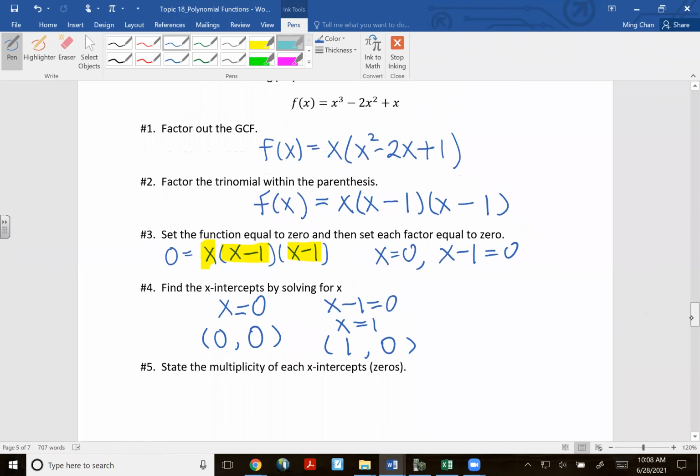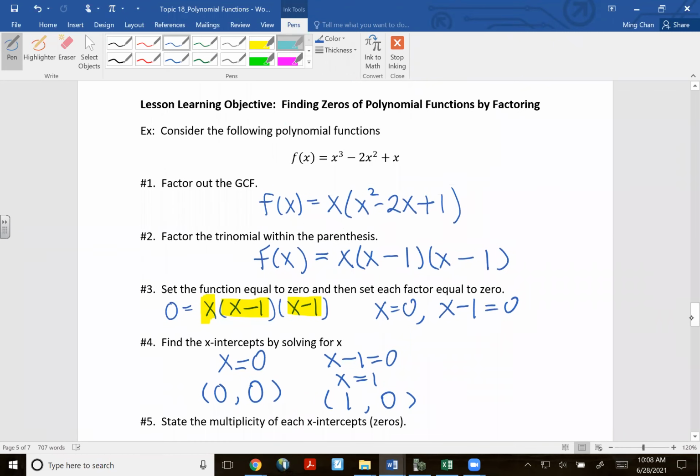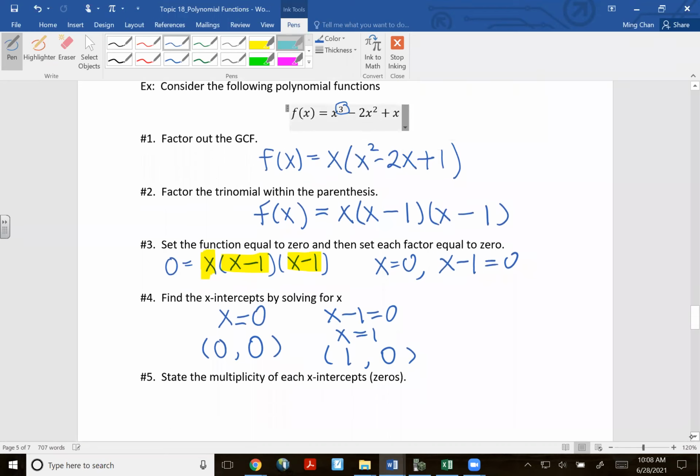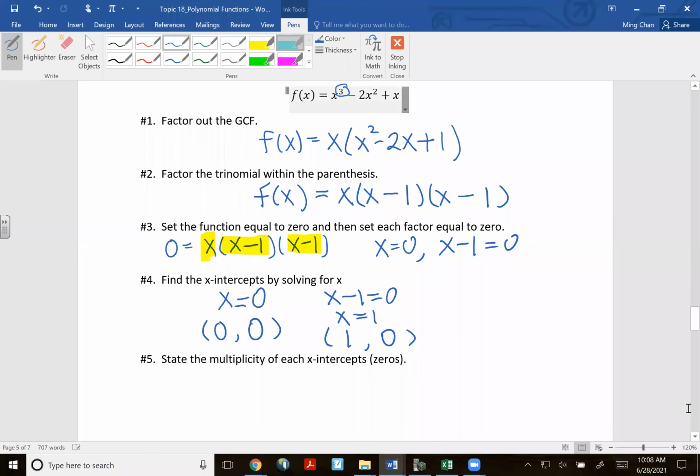By looking at the degree of the polynomial, I should have three zeros. The reason why I only have two of them is because two of my factors were the same, and the reason is the multiplicity. So if I go back to number two and rewrite this answer, since the two x minus one are the same, I can write them as x minus one, whole thing squared.